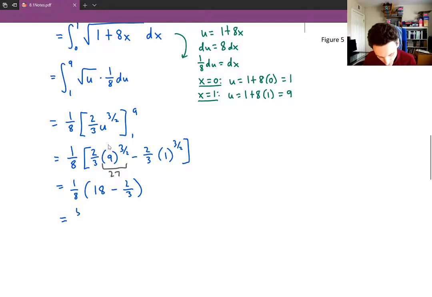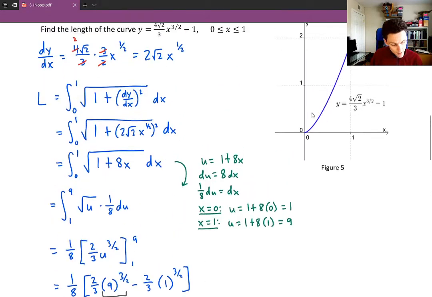So then you get 52 over 24, which is 13 over 6. I'm just skipping ahead here. 18 becomes 54 over 3. 54 minus 2 is 52. That goes on top, and then 8 times 3 is 24 on the bottom, and then you can reduce down to 13 over 6. So that's the length of the arc from x equals 0 to x equals 1. That's how far you'd have to travel.